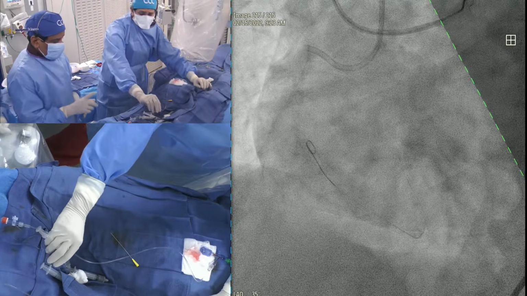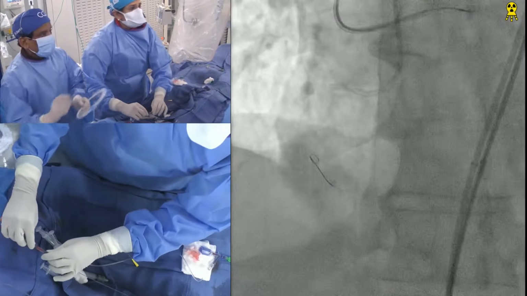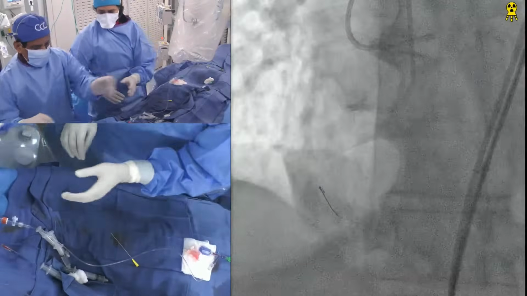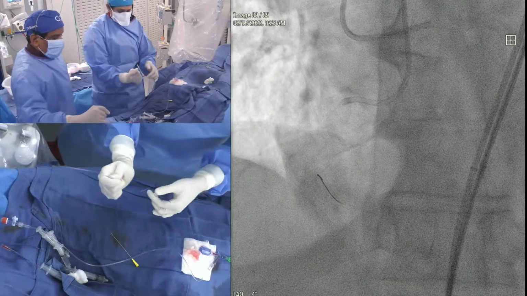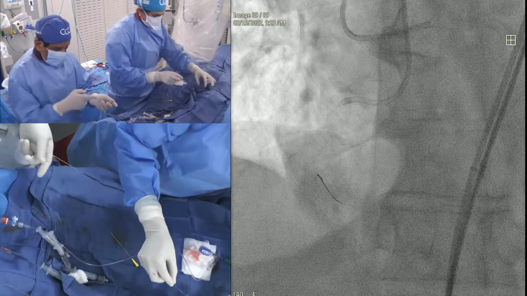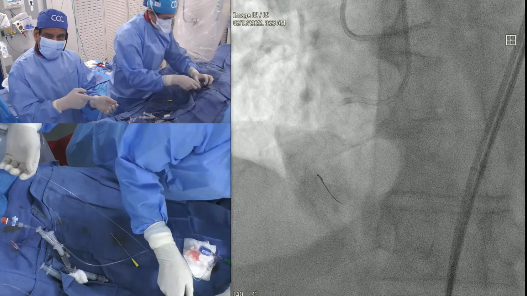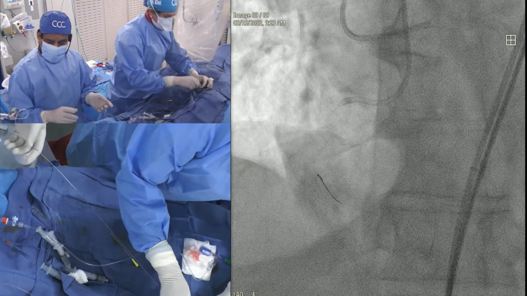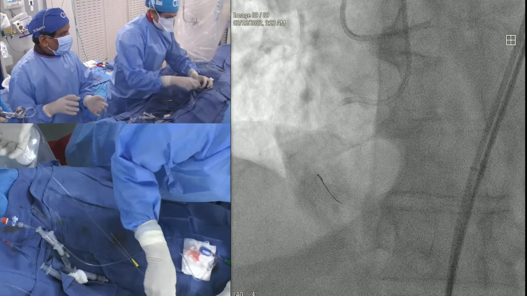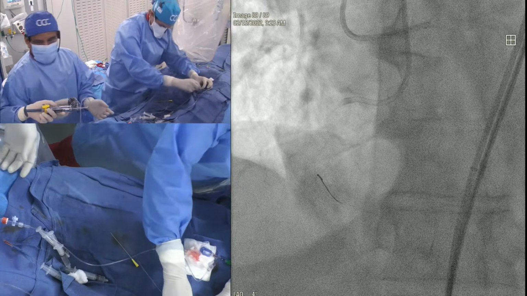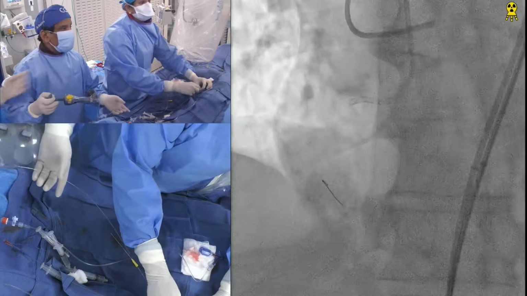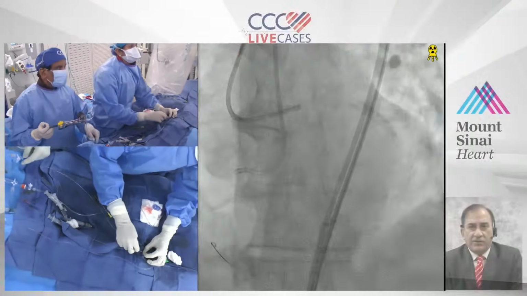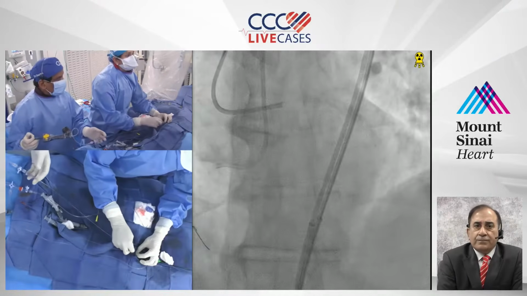What do we need to do? We have to take this. You want to stabilize with the... Okay, trap it. We're going to do a trap with the balloon and take our Corsair out. Is it a Turnpike or Corsair? Corsair. And then we'll take a 2.0 compliant balloon to open the ostium of the stent strut. The intent would be to help you get the Corsair back there.